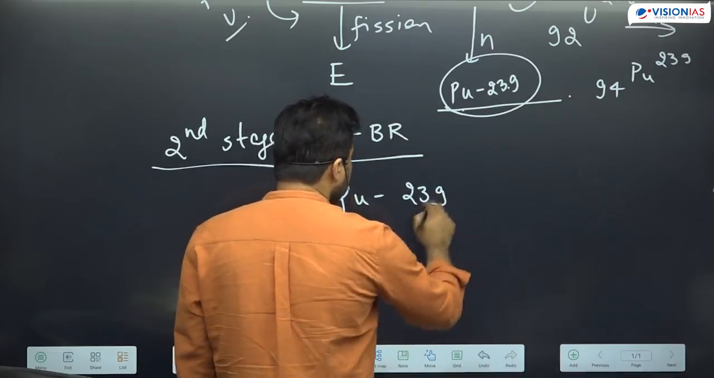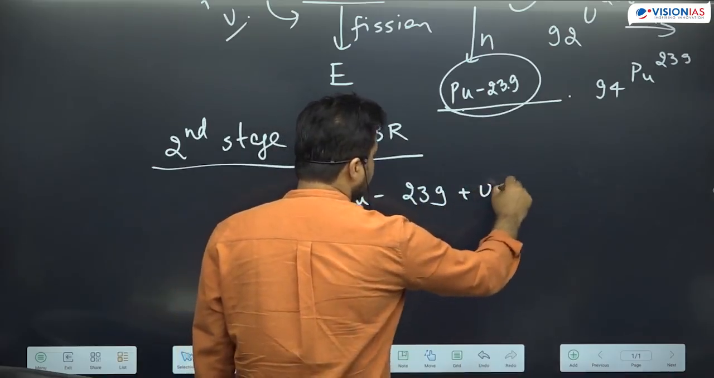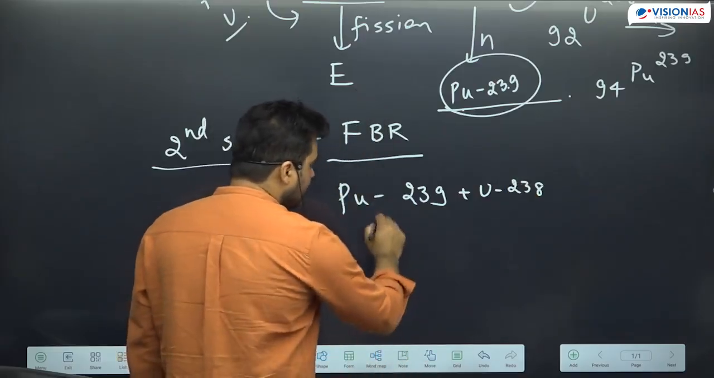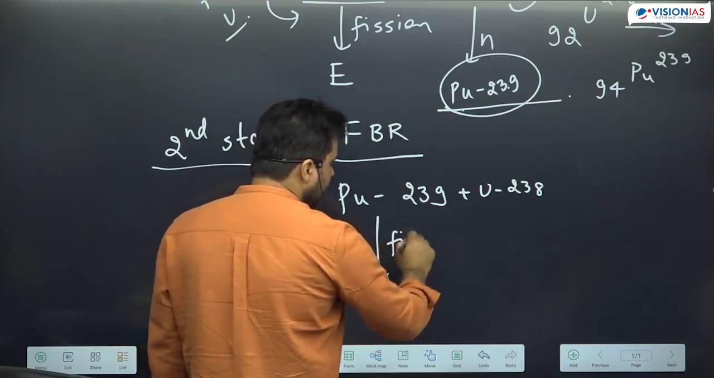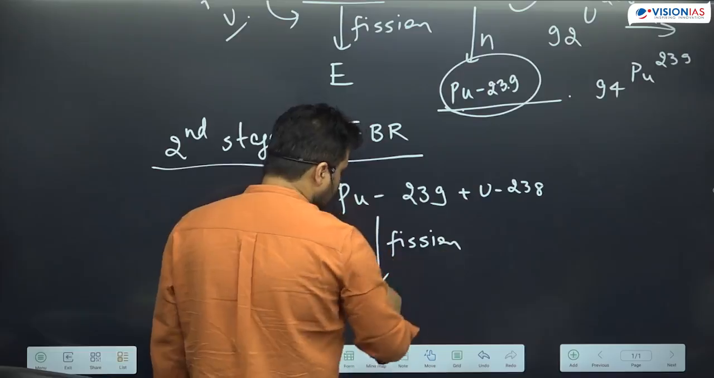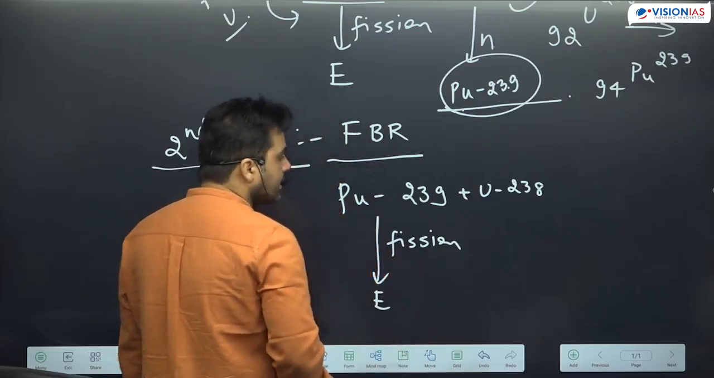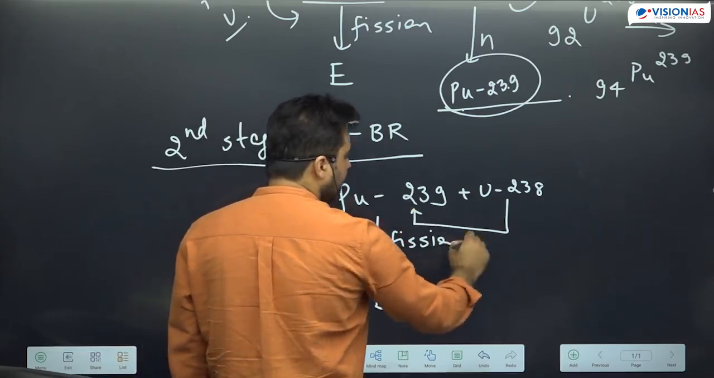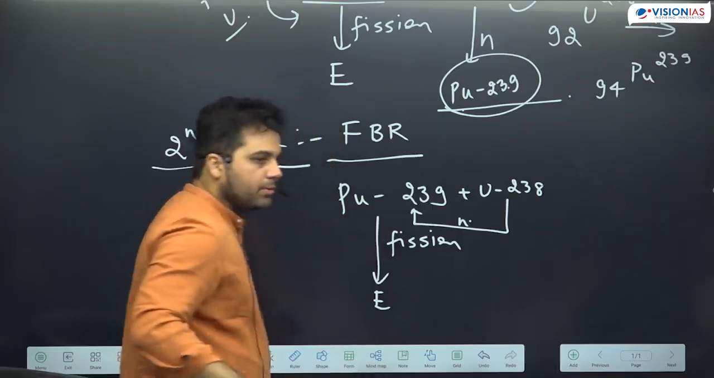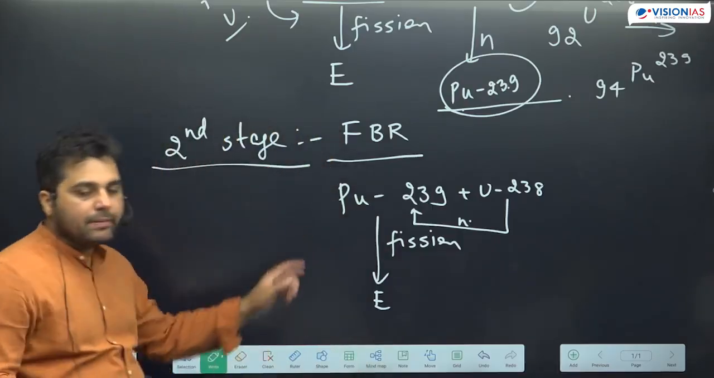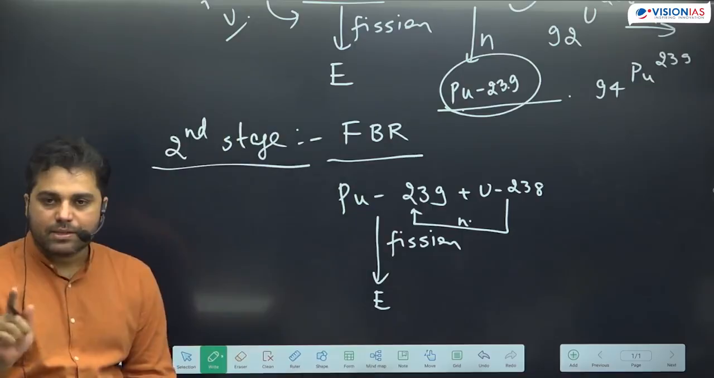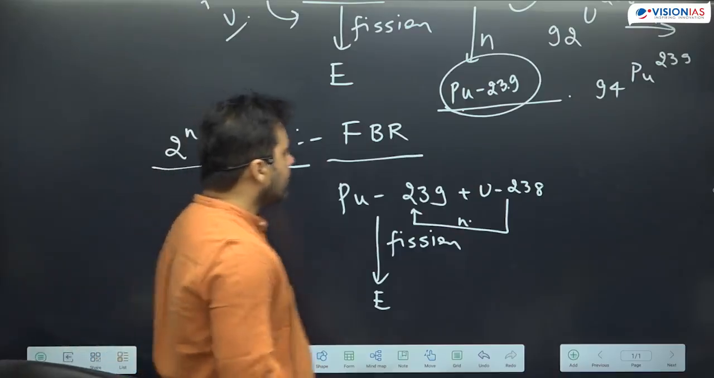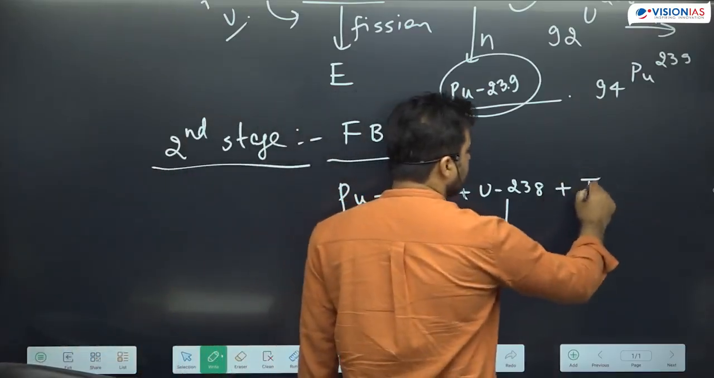We can add uranium-238. We still have uranium. So plutonium-239 can undergo fission, can produce energy. Uranium-238 can absorb a neutron and produce plutonium-239, which will be used in the second stage itself, but that is not the most interesting part. The most interesting part here is that we will also be adding thorium here.